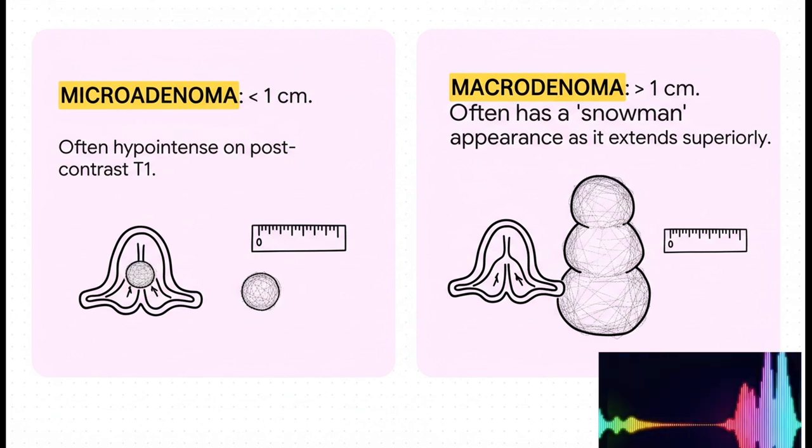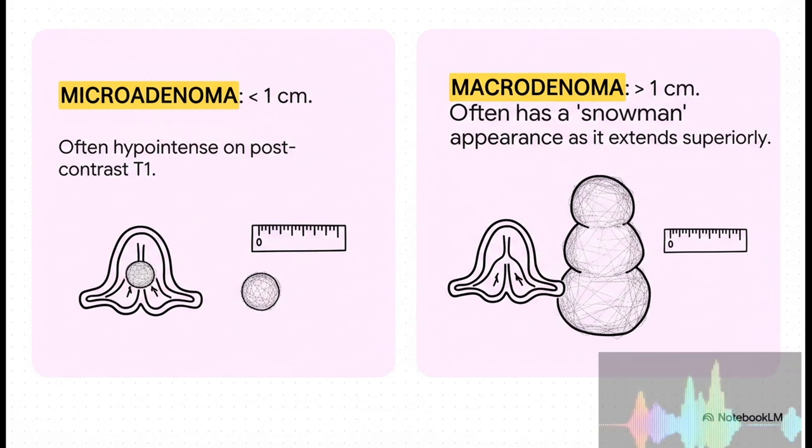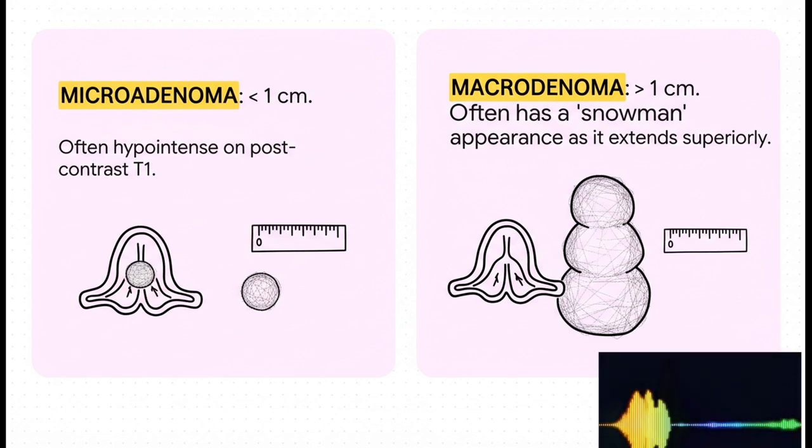That's the magic number. If it's smaller than that, we call it a microadenoma. Bigger, it's a macroadenoma. And it's these macroadenomas that are big enough to really start causing problems, that mass effect. As they grow upwards, they get squeezed by the diaphragma sellae, and that creates this classic snowman or figure of eight look. It's pretty unmistakable when you see it.